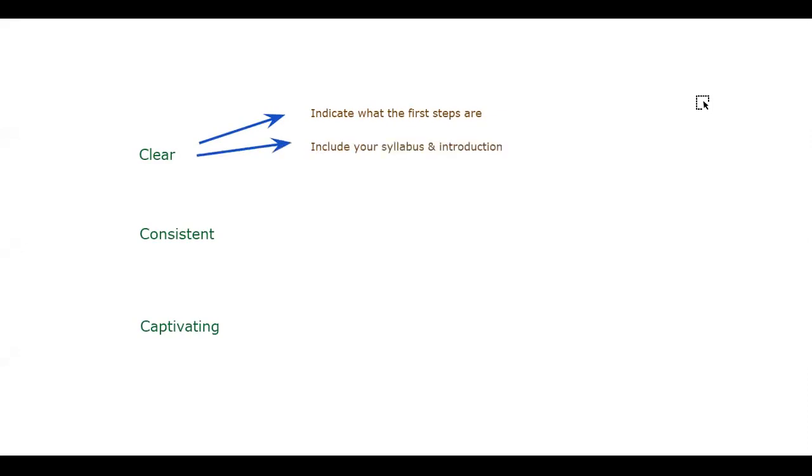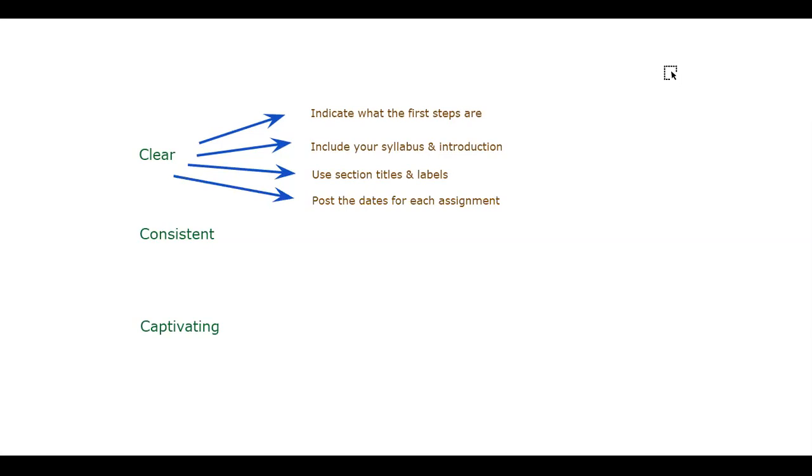You should include your syllabus and introduction. And the introduction could be in text, but it can also be a video that shows them how the course works. You should use section titles and labels so it's clear to the students where each section starts, what the goals for each section are, and where each lesson starts. And finally, you should post the dates for each assignment.